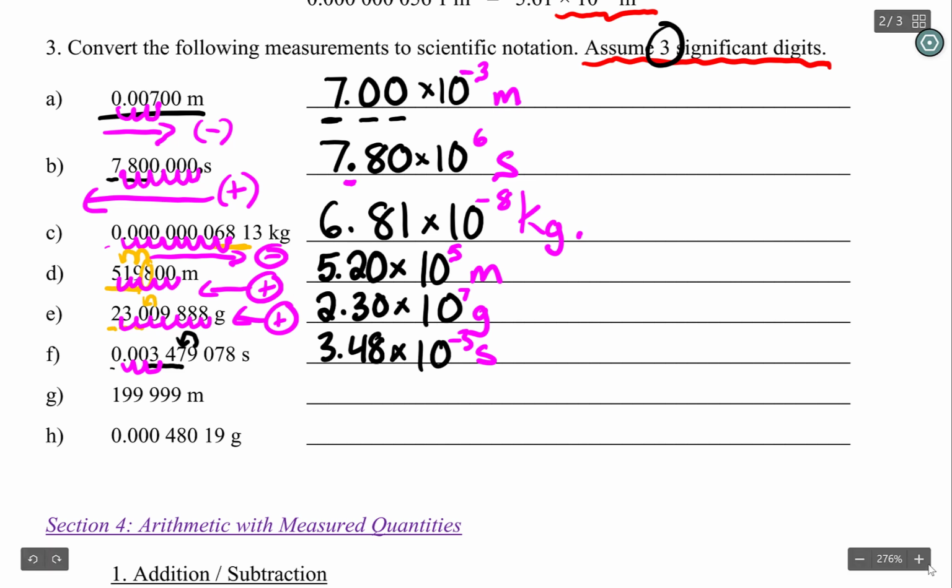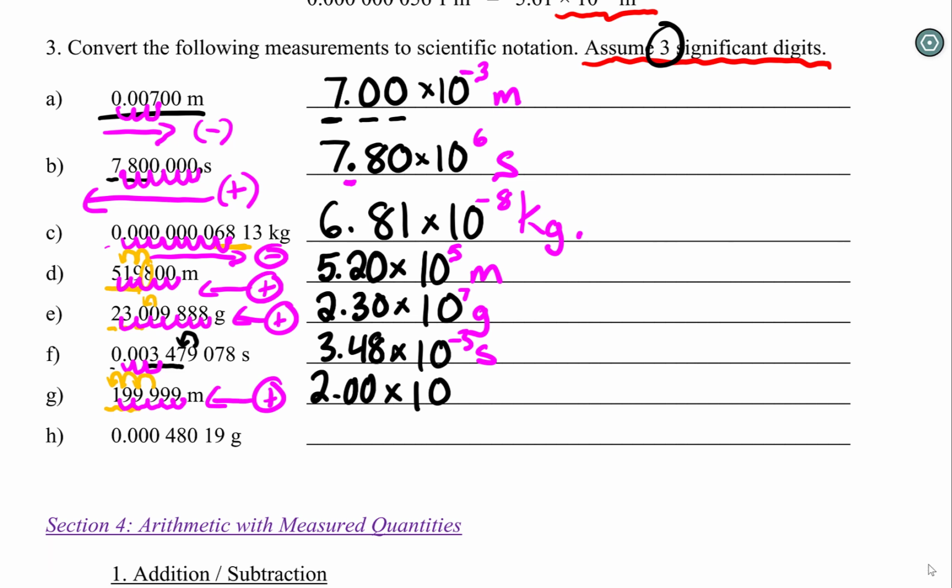The next one, I underline my three significant digits. The 9 rounds up the 9, which rounds up the 9, which rounds up the 1 to become 2.00 times 10 to the power of. Moving the decimal over 1, 2, 3, 4, 5 times to the left, that's going to be positive, so to the power of 5 meters.